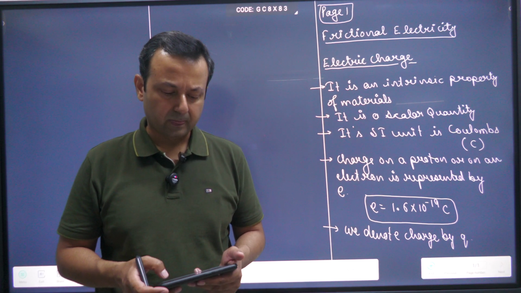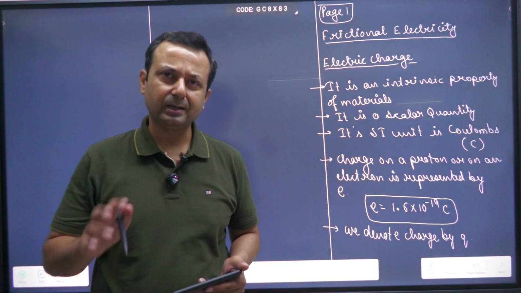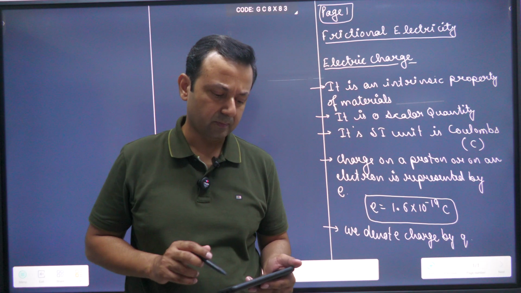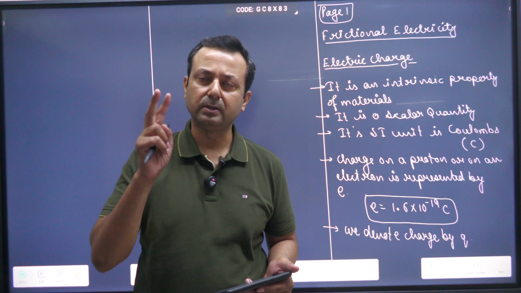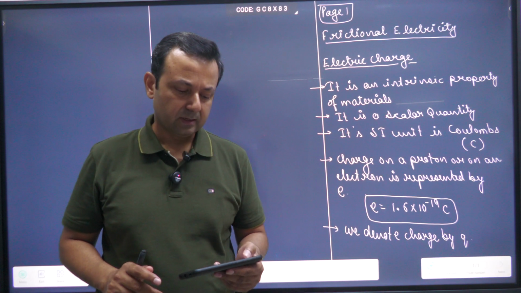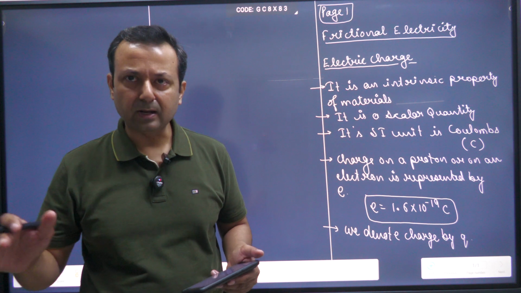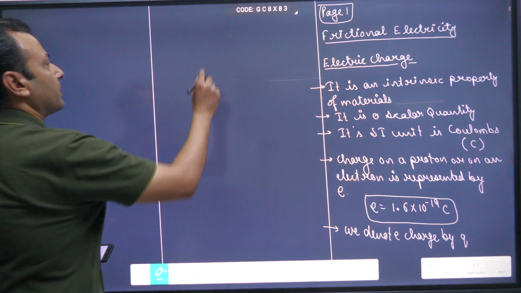Now, next topic is two kinds of electric charges. We know that there are two types of charges. First point is there are only two kinds of electric charges, positive and negative. Second, we know that like charges repel each other, and unlike charges attract each other.